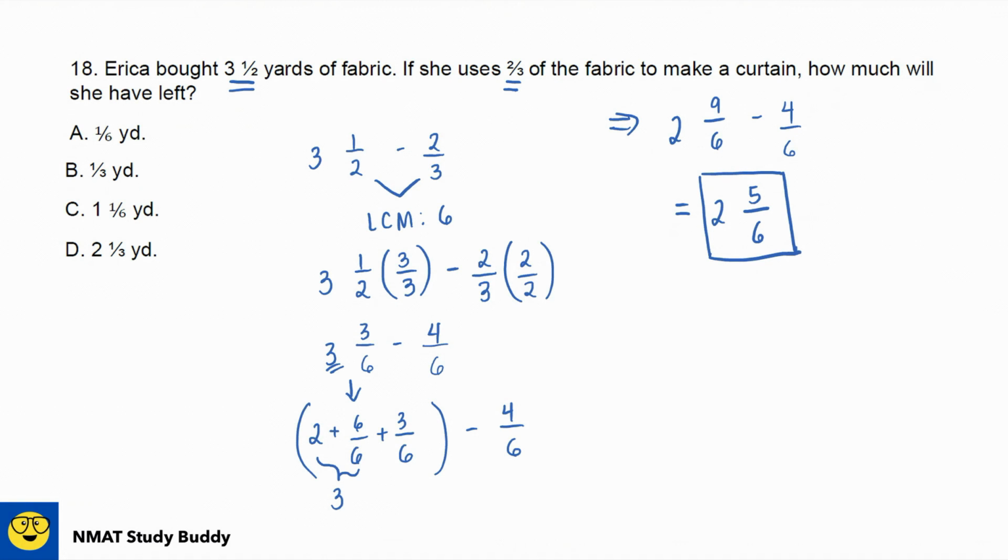As you can see, the correct answer is not among the choices. You can also validate this using your calculators. So, 2 and 5 over 6 is what you will get.